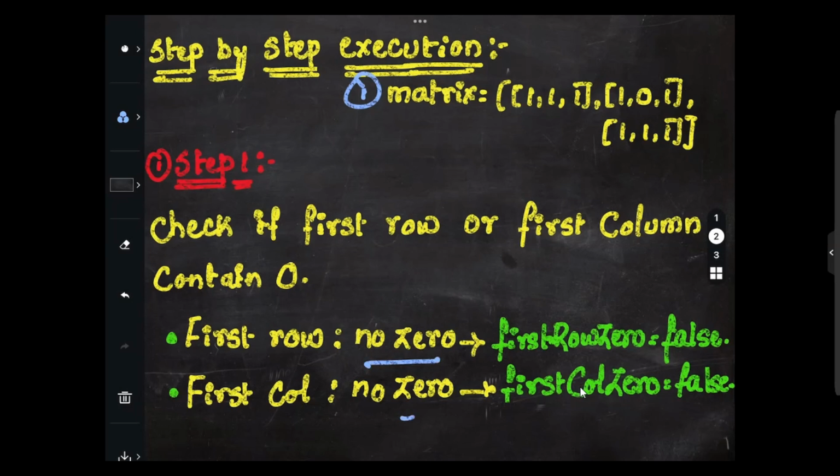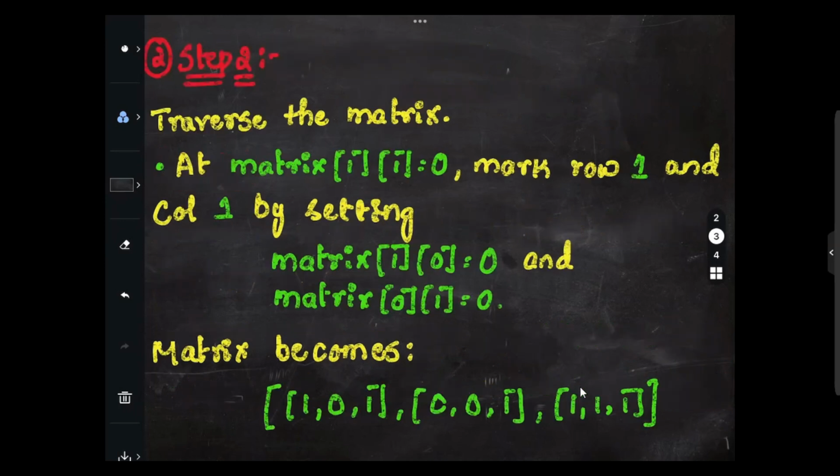First row no 0, first column no 0. So first row 0 will be false, first column 0 will be false. So this is the first step. Let's go on with the second step. I hope the first step is completely clear, easy to understand, right?